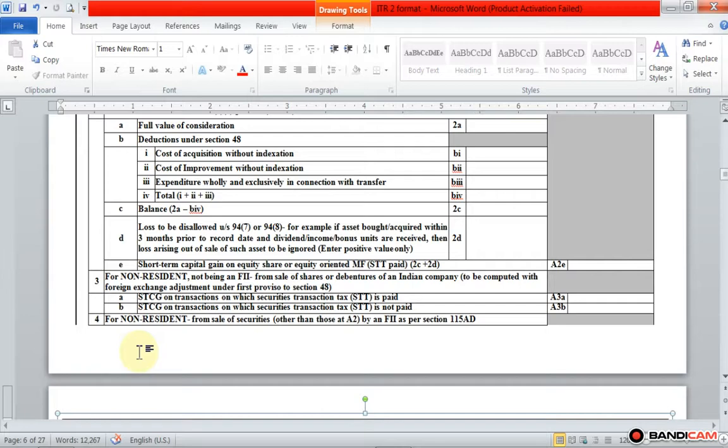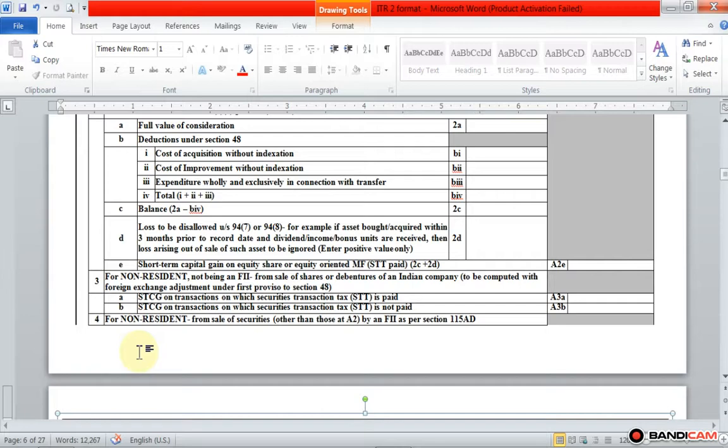Then D part is loss to be disallowed under section 94 subsection 7. So here loss in transferring the equity shares is disallowed. It means it is not allowed as a business loss. Okay, so here loss is disallowed.